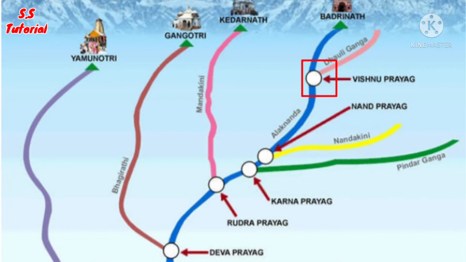The place of confluence of Dhauliganga river and Alaknanda river is called Vishnuprayag. The place of confluence of Mandakini river and Alaknanda river is called Nandaprayag. The place of confluence of Pindar river and Alaknanda river is called Karnaprayag. And the place of confluence of Mandakini river and Alaknanda river is called Rudraprayag. These all Prayags are sacred places to the Hindus.